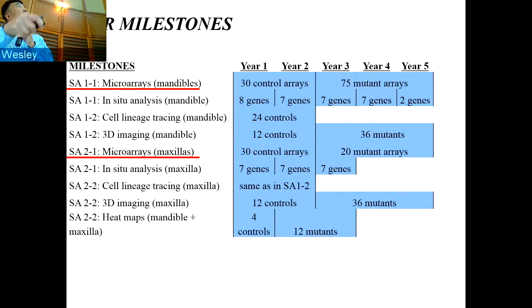And as you can see, for the control, we have about 60 microarray data sets. And then when we get to the mutant model, I'll show you some of them. We are generating these microarray gene expression data, and then also with the in situ analysis, cell lineage tracing, and 3D imaging.